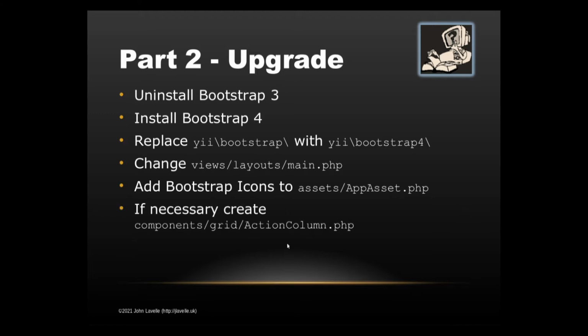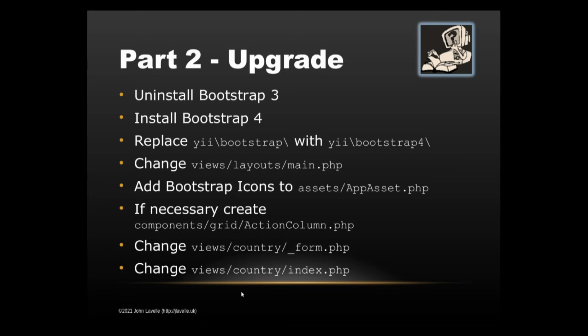If necessary, we will need to create this component, the grid action column PHP, which we'll do right at the very end, but it's only if you're using an older version of Yii2, not the very latest versions. And then finally we need to change the views country underscore form, so that it displays the grid and the pagination correctly. Right, and we also need to do the index as well.